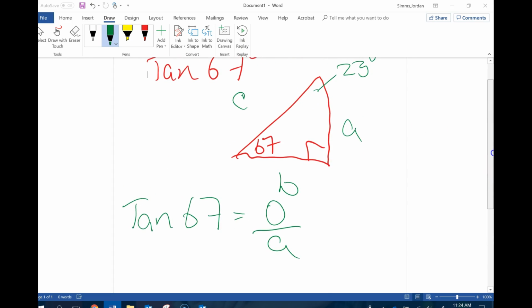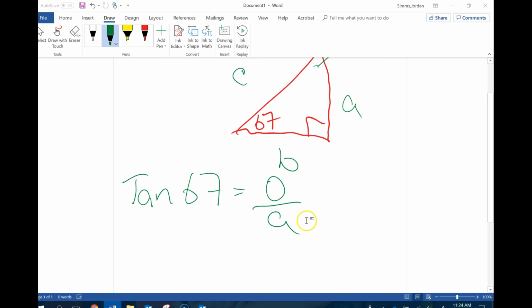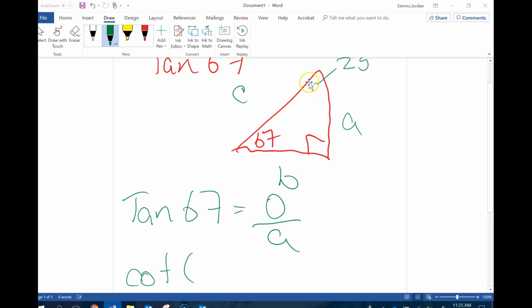Now the cofunction of that: how could I use another trig function to get the same opposite and the same adjacent side? The cofunction of tan is the cotangent, and in this case, we're going to use this angle, 23 degrees. Now the cotangent is adjacent over opposite. It's the inverse of tangent. So if tangent is opposite over adjacent, cotangent is adjacent over opposite.